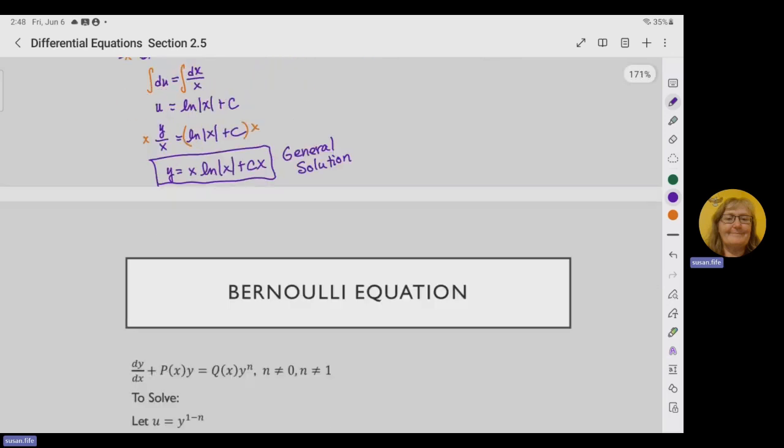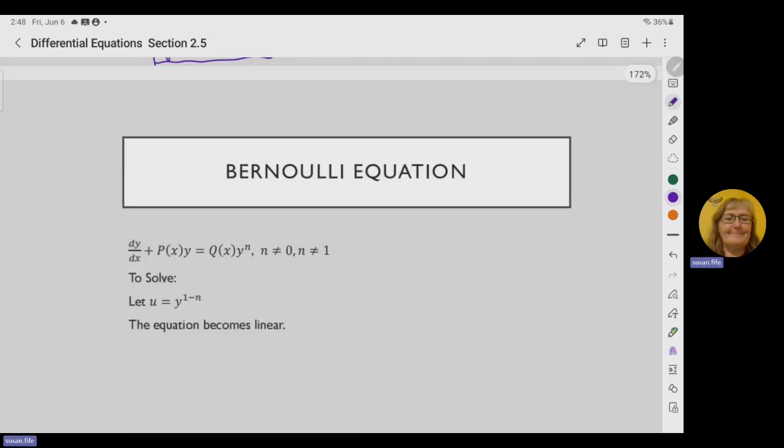So let's move on to Bernoulli's equation, or the Bernoulli equation. The Bernoulli equation looks like this. It almost looks linear. You have dy dx plus p of x y equals q of x times y to the n power, where n is not 0 and n is not 1.